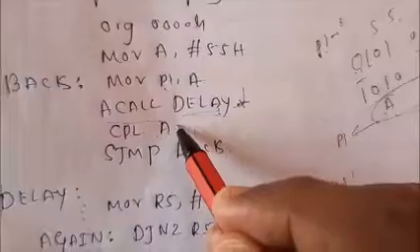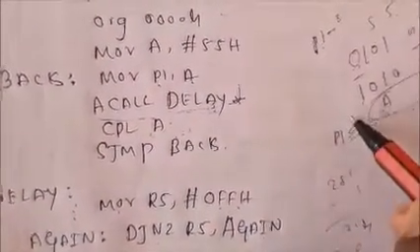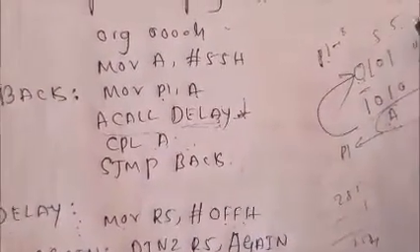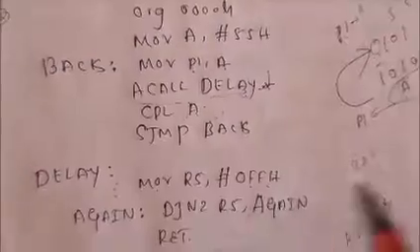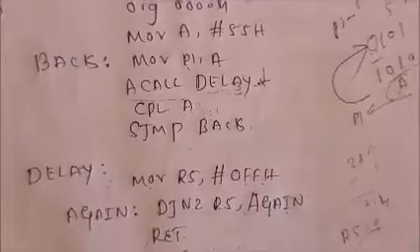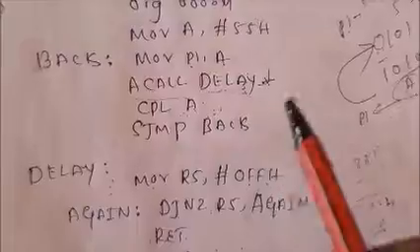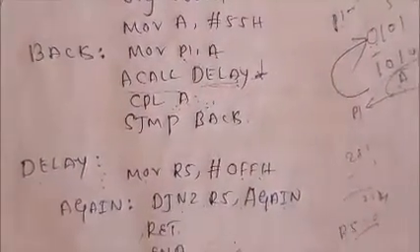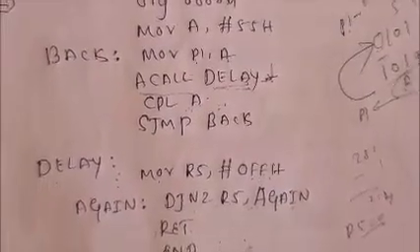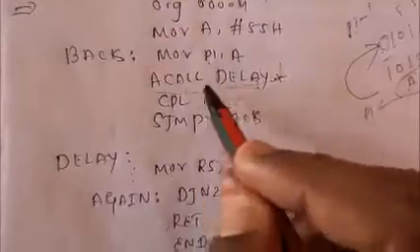CPL A is nothing but complement of AA. So complement of AA in the sense what will happen? Again it will go to 55. That means continuously it will switch between 55 to AA to 55. Is it clear? So that means if you compare to the previous same program, this program is very easy because I am using the CPL concept. Is it clear? So this is the ACALL DELAY concept. The previous one is the LCALL DELAY. Is it clear? And here also it is the same thing. Whenever this line occurs, ACALL DELAY occurs.